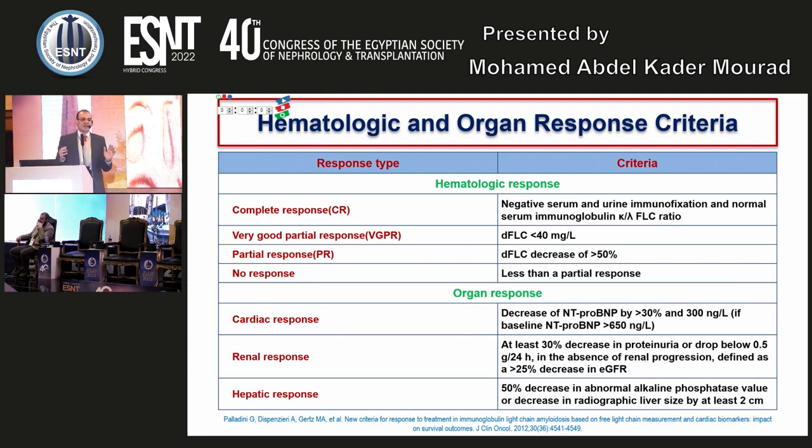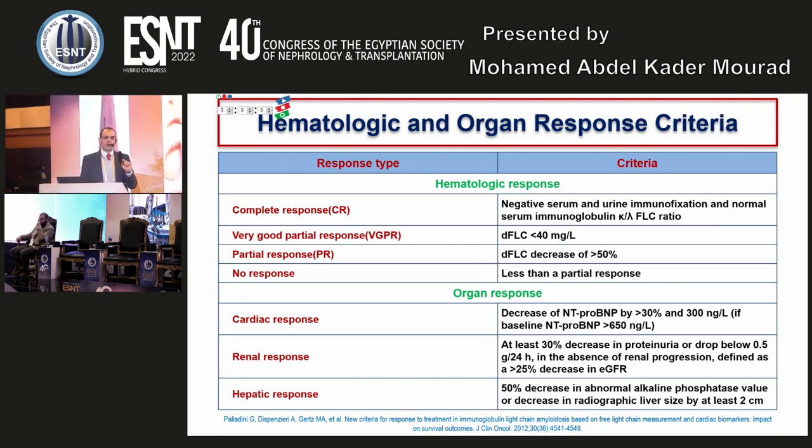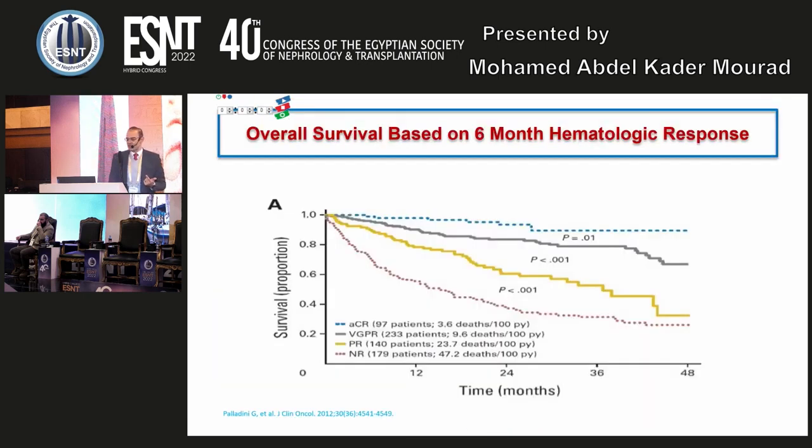What about the organ response? It is the second pillar. The cardiac response is a decrease of N-terminal pro-BNP by more than 30%. The renal response is at least a 30% decrease in proteinuria or a drop below 0.5 gram in 24 hours without renal progression. Regarding the hepatic response, there is a 50% decrease in alkaline phosphatase and a decrease in the size of the liver by 2 centimeters in imaging.